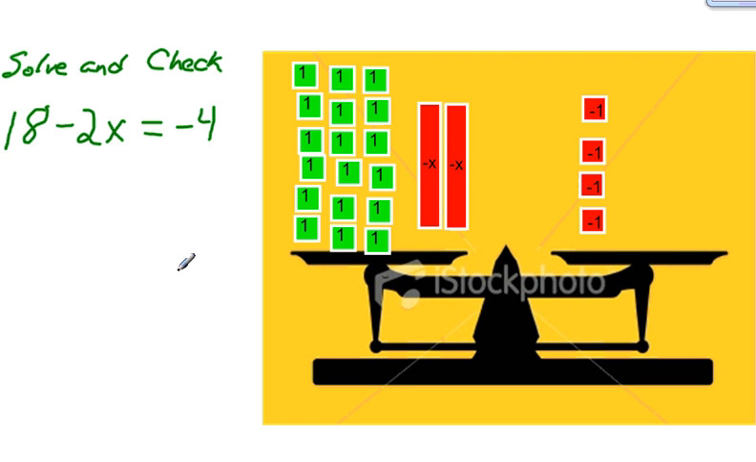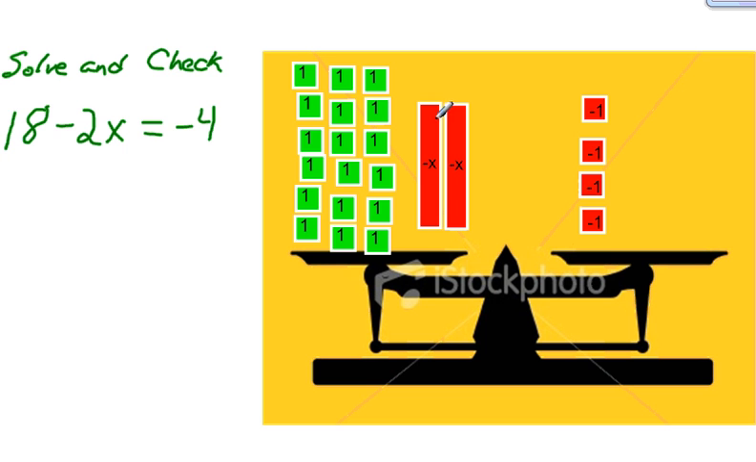Okay, so let's talk about how we're going to deal with this problem. We have 18 minus 2x equals -4. So I have all these ones here, that's the 18. The way I'm going to show minus 2x is with 2 negative x's. It's essentially the same thing as a positive x, except the negative would mean I owe it to somebody. So on this scale, these 2 negative x's plus these 18 positive ones equal these 4 negative ones.